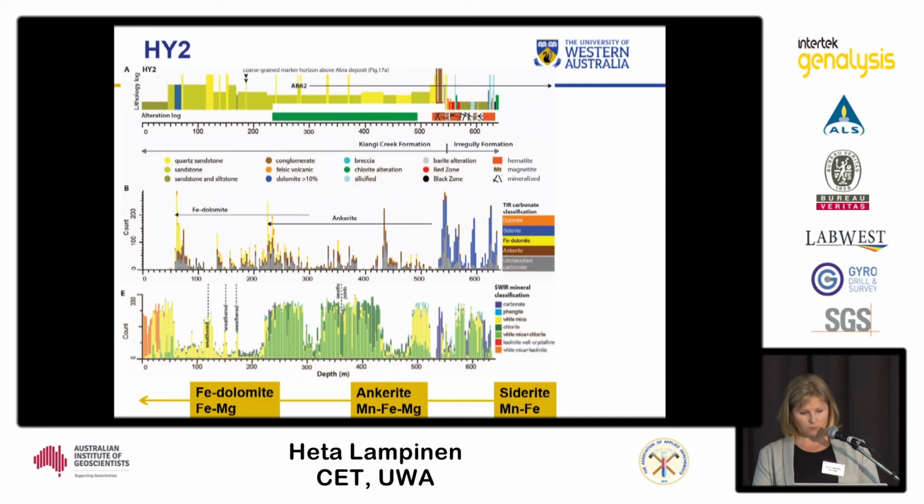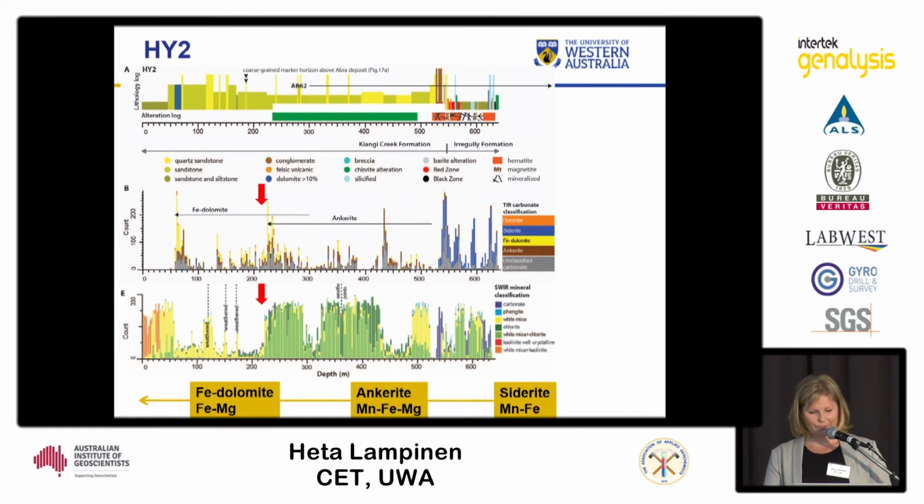Here we have the data for the HY2, much more altered, and it looks like the chlorite white mica, phengitic white mica alteration is coinciding with more of an ankeritic carbonate alteration. Unfortunately, it also looks like a lot of the carbonates are not really preserved through the weathering in the surface.